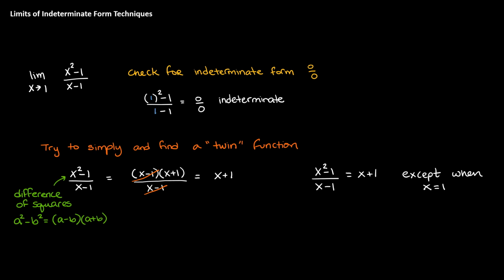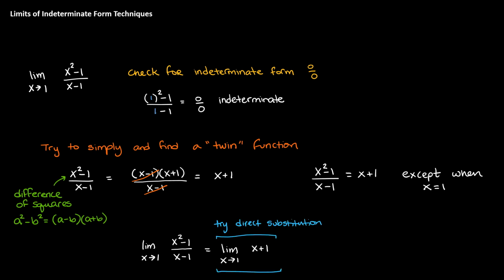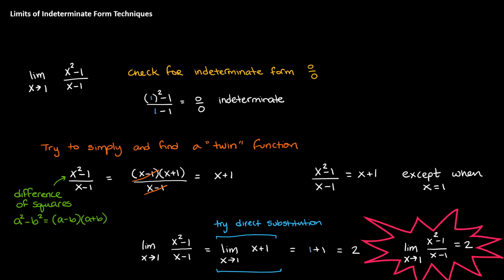So these two functions are equal to each other everywhere except at the one location where x equals 1. So we will evaluate the limit that we started with using this twin function, and now we will be able to use direct substitution, where we just replace the x with 1 and simplify. For the function we started with, we couldn't use direct substitution, but once we found this equal function, the twin function, we were able to find the limit by using direct substitution there. So we found the limit was equal to 2.